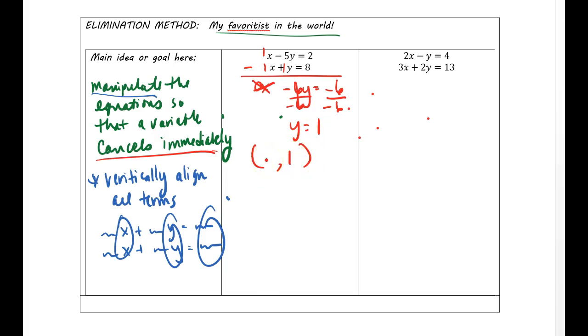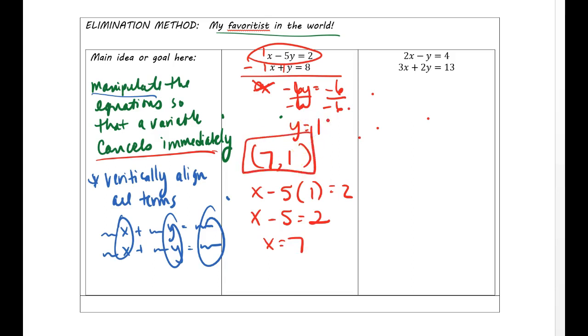Well, just like the substitution method, you choose one of the equations up here. I'm just going to choose this one just because. And you plug that 1 in for the y. So I have x minus 5 times the 1, because y is 1, I just found it, equals 2. So x minus 5 equals 2. So what number minus 5 equals 2? Well, 7. So I know that my answer for x is 7. And I am finished. Yay! Okay. That's elimination. That's how that works, okay?